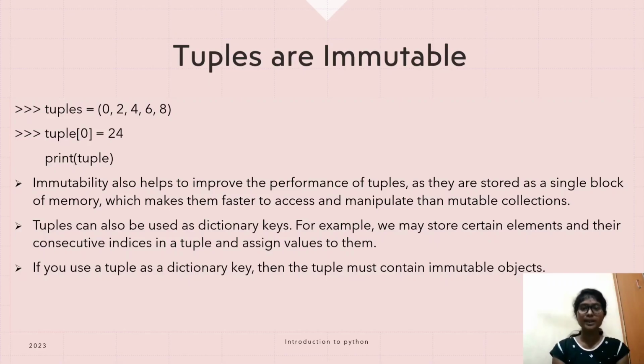Now, as we can say that tuples are immutable, how does immutability help tuples? Immutability helps to improve the performance of tuples as they are stored as a single block of memory, which makes them faster to access and manipulate than mutable collections. Tuples can also be used as dictionary keys. For example, we may store certain elements and their consecutive indexes in a tuple and assign values to them. If you use a tuple as a dictionary key, then the tuple must contain immutable objects.